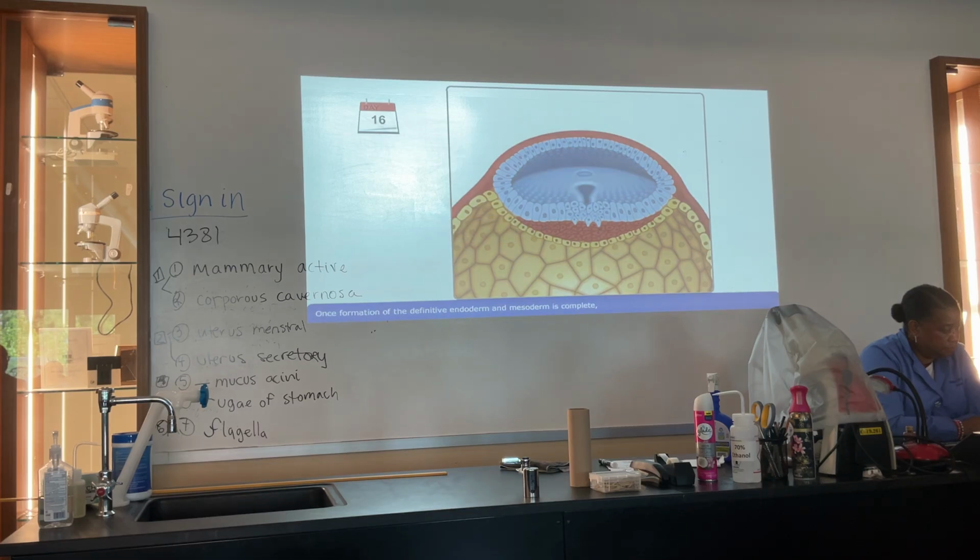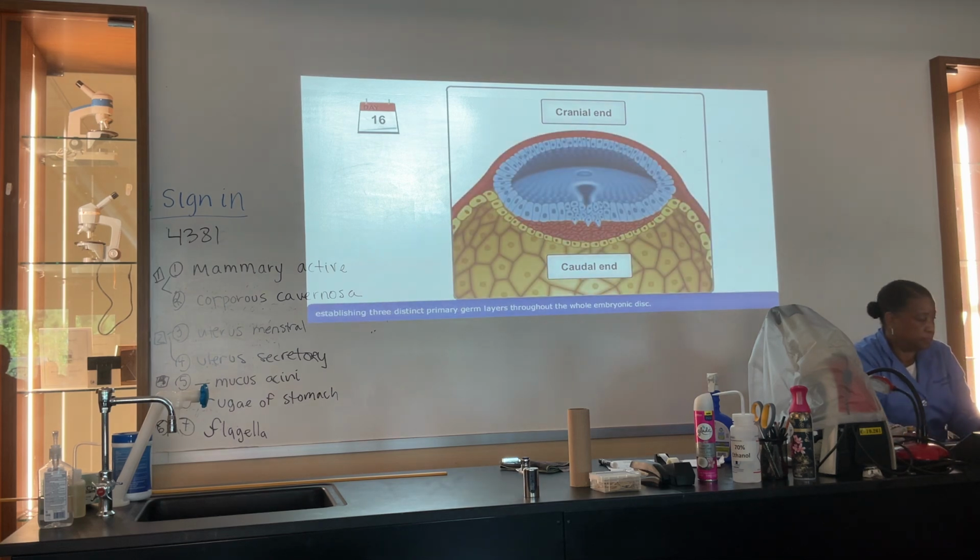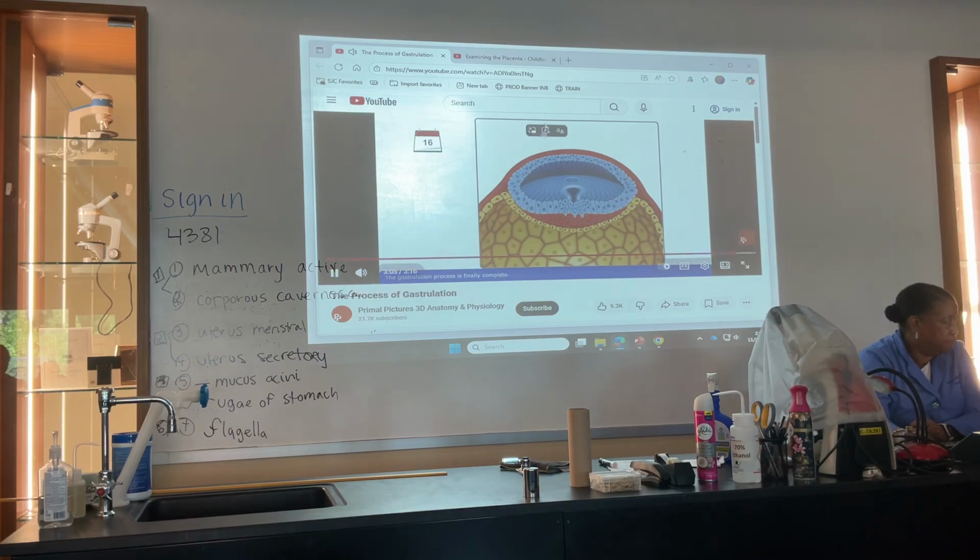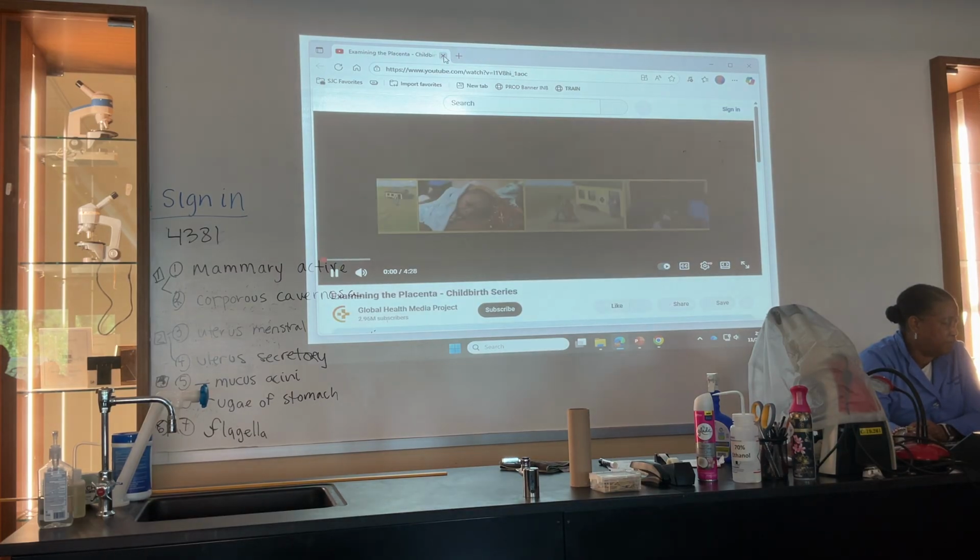Once the formations of the definitive endoderm and mesoderm are complete, epiblast cells no longer migrate towards the primitive streak. Throughout gastrulation, the ectoderm continues to form from the cranial to the caudal end of the embryo, establishing 3 distinct primary germ layers throughout the whole embryonic disc. The gastrulation process is finally complete. All right, so that's gastrulation.